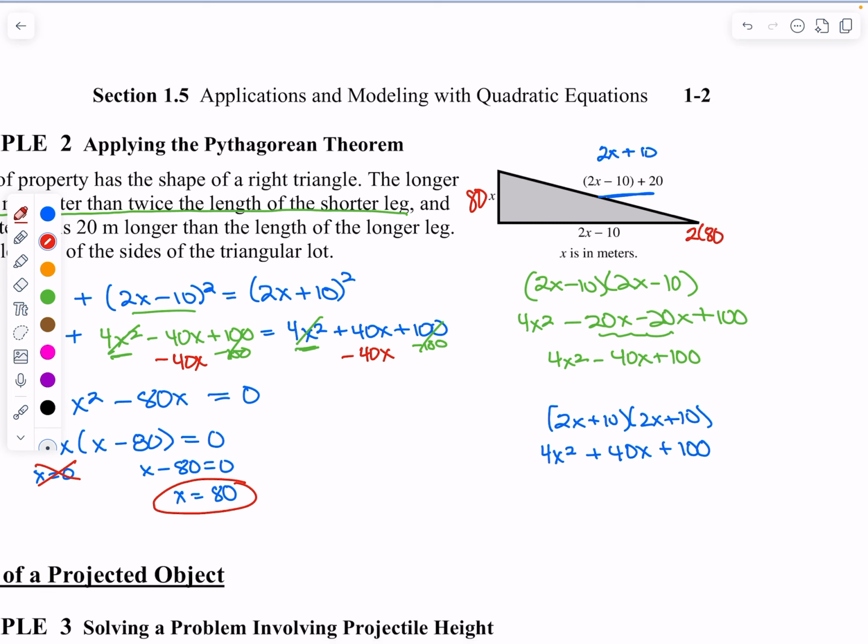2 times 80 minus 10. So that's going to be 150. And all these are what? Meters. And then this one is going to be 2x plus 10. So 2 times 80 plus 10. So that's going to be 170 meters.